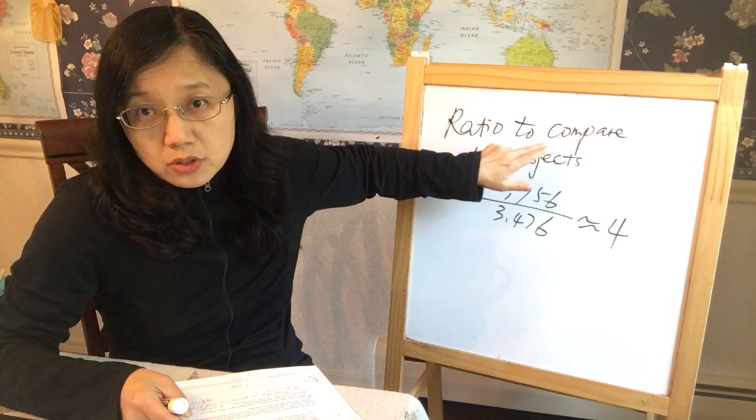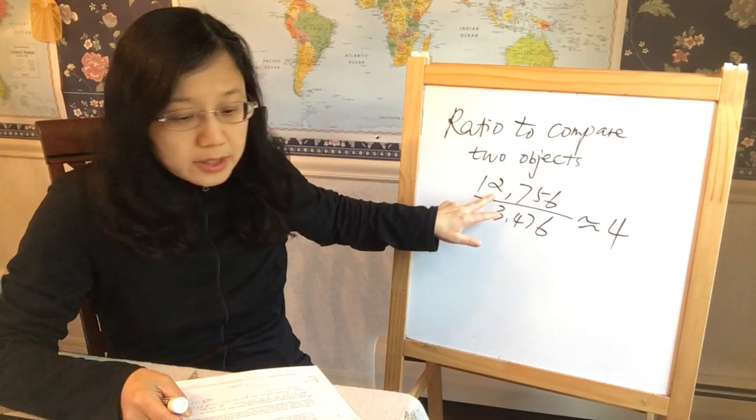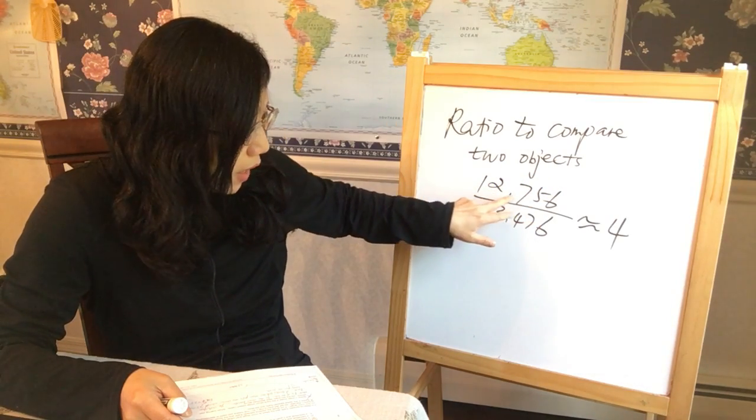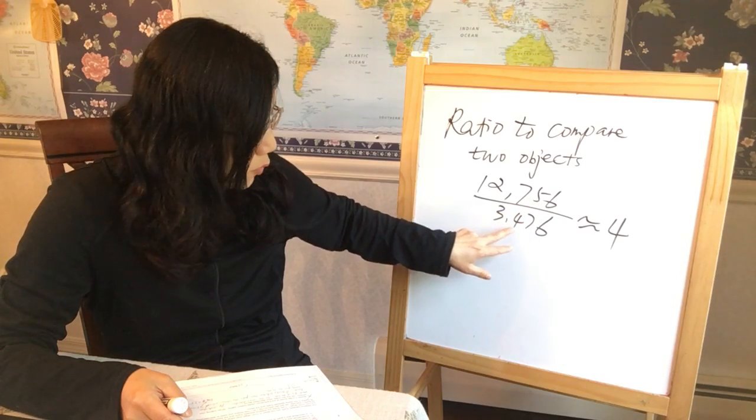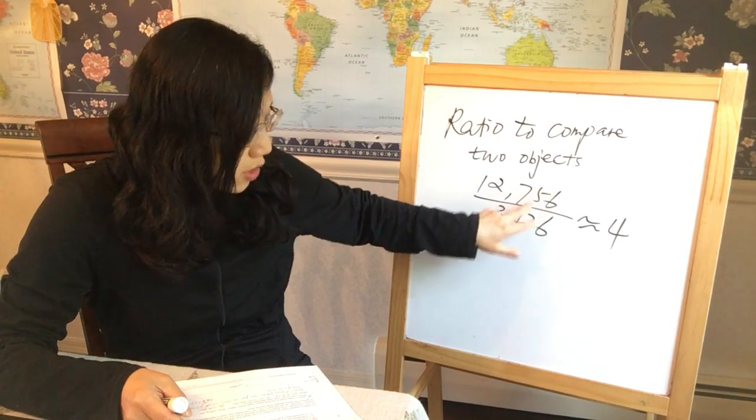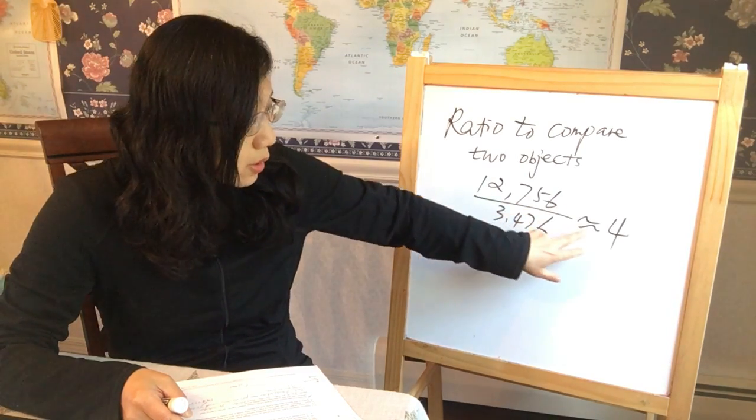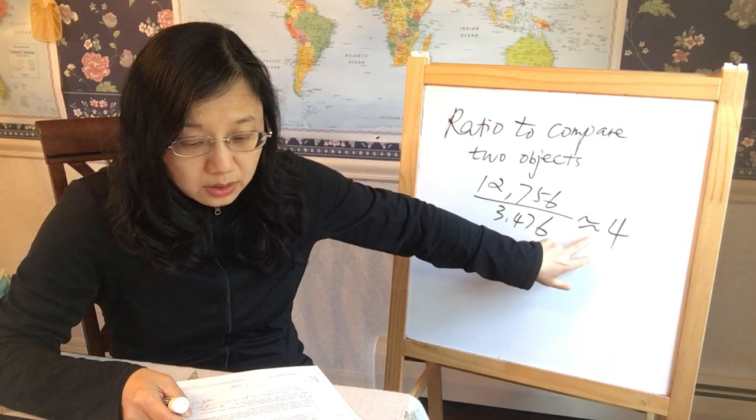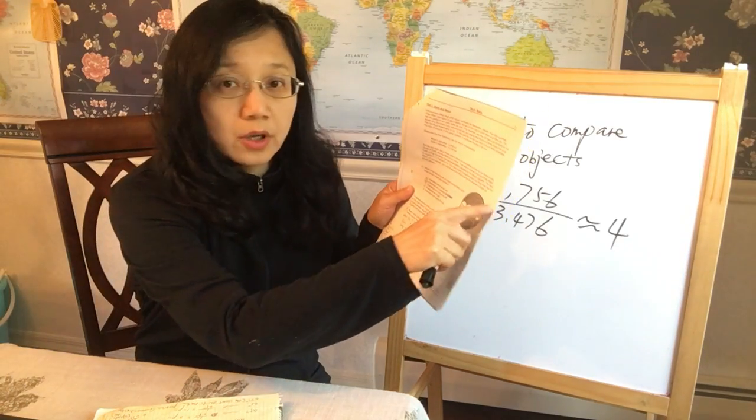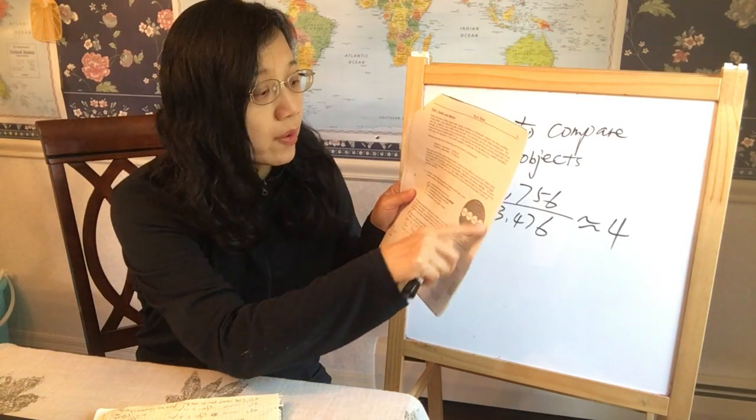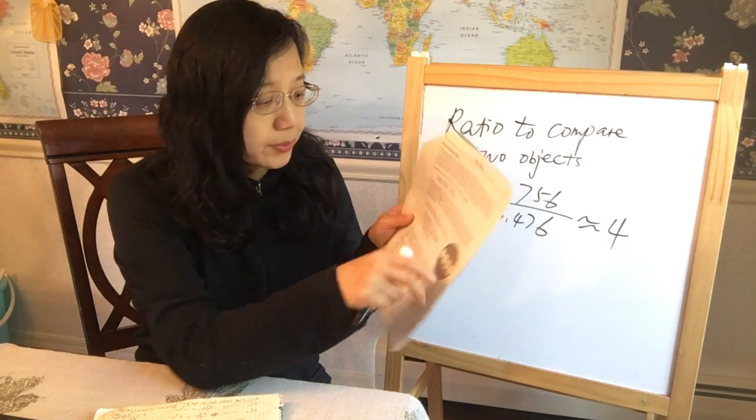And I mentioned this at the very beginning of the semester. We use ratio to compare two objects. So for instance here, the Earth's diameter is 12,756 kilometers, and the Moon's diameter is 3,476 kilometers. We don't do subtraction, we do ratio, which means division. So it's approximately 4. That tells us the Earth is approximately 4 times wider than the Moon. And that's why you can see on the first page of this tutorial exercise that you can draw 4 moons inside one Earth.